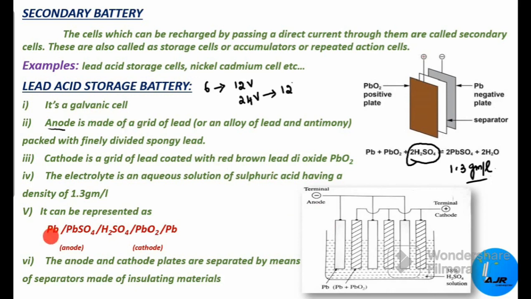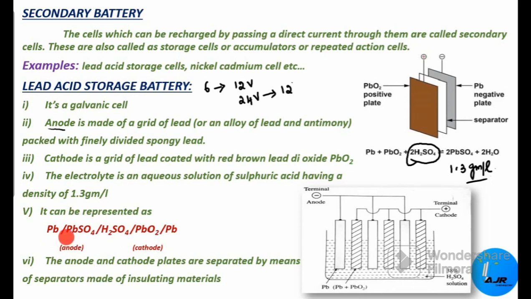Always the anode will be placed on the left hand side. Next comes PbSO4. Why is it written PbSO4? Because while discharging, PbSO4 will be getting deposited over Pb, over the anode. That's why PbSO4. Next comes the electrolyte. Next comes the cathode, PbO2, and here it is coated with Pb.